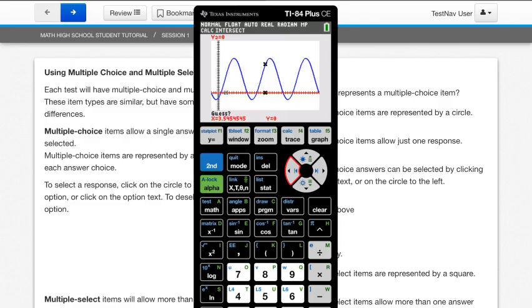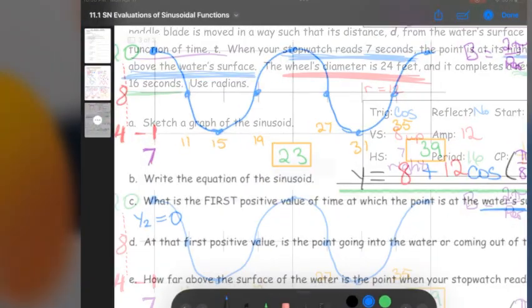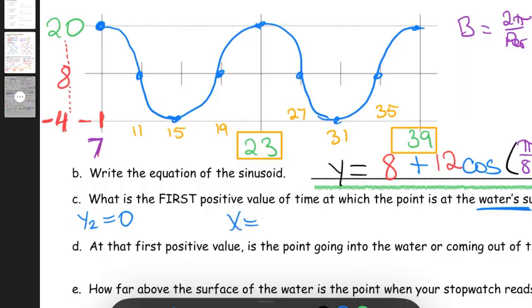The first time, see where my cursor is moving? The point is at the water surface here. So we're going to hit enter. Notice, look at that y, it really is 0. That x is 1.142, rounded to the thousandths. So x is 1.142 seconds. That is the first time at which the point is at the water surface. Now, that's not showing on our graph, the one we hand drew, but that's fine.